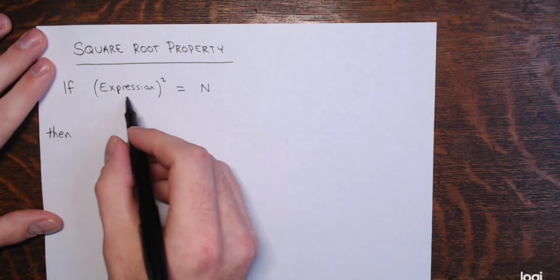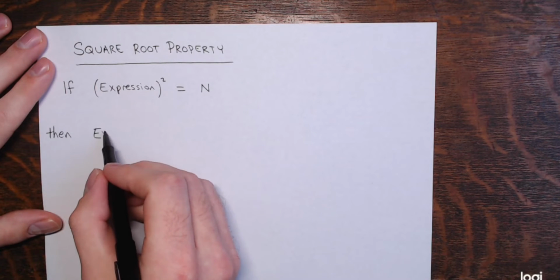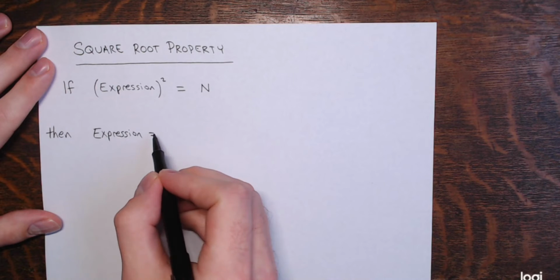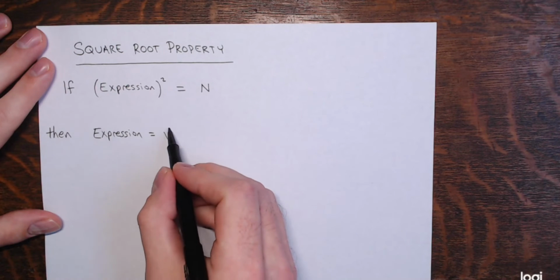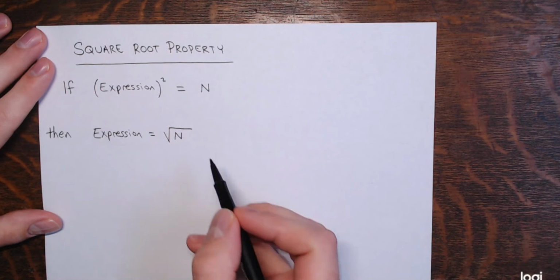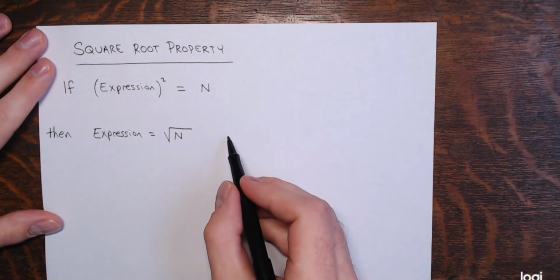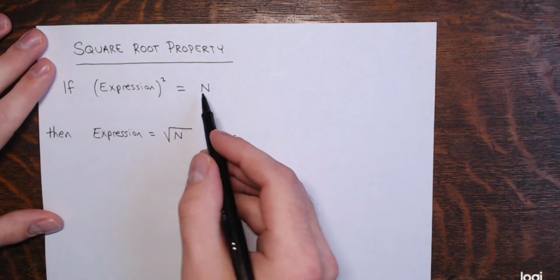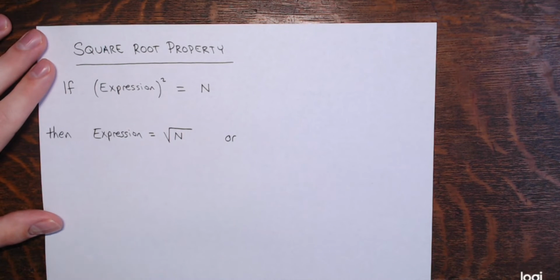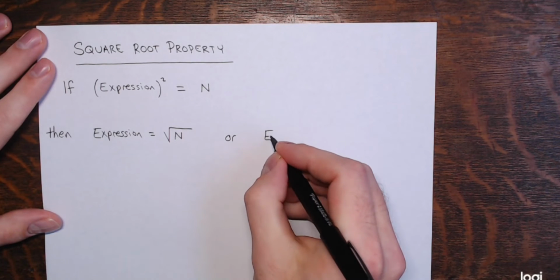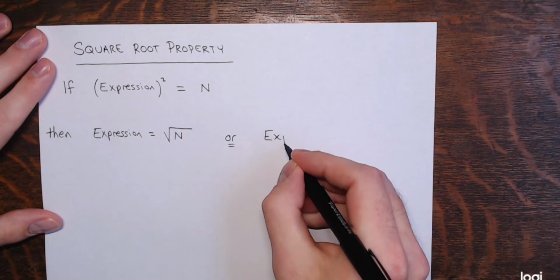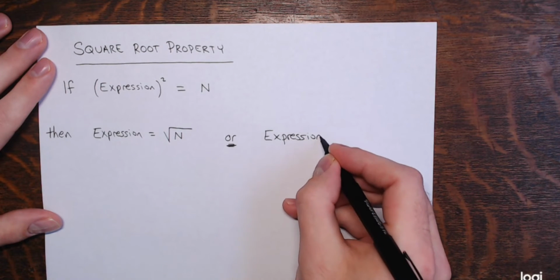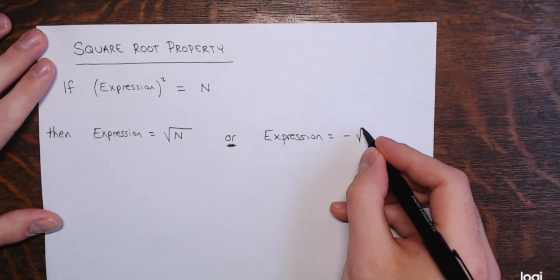Then this expression is either the square root of that number, the positive square root, the principal square root, or it's the negative square root, because a negative number squared still gives you the same number back, right? Or that same expression is equal to the negative square root of the number.